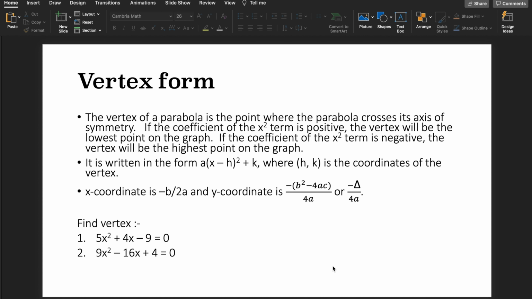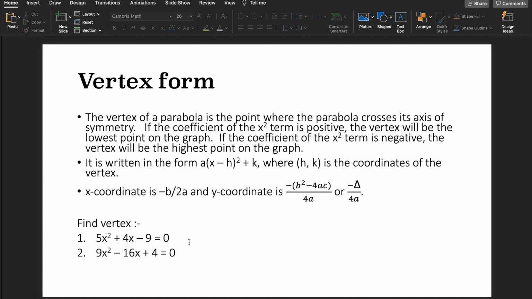Okay, so the next topic is the vertex form. As we previously discussed, the vertex of a parabola is the point where the parabola crosses its axis of symmetry. It's also known as the turning point. If the coefficient of the x squared term is positive, meaning a is greater than 0, the vertex will be the lowest point on the graph, and it will be concave upwards. If the coefficient of the x squared term is negative, meaning a is less than 0, the vertex will be the highest point on the graph, and it will be concave downwards.